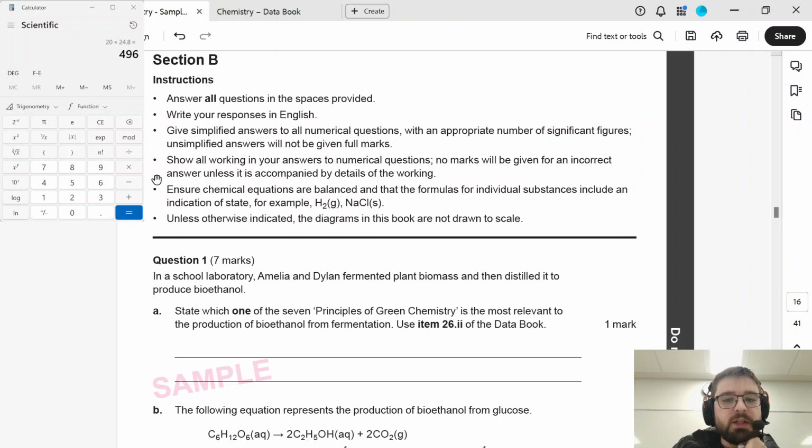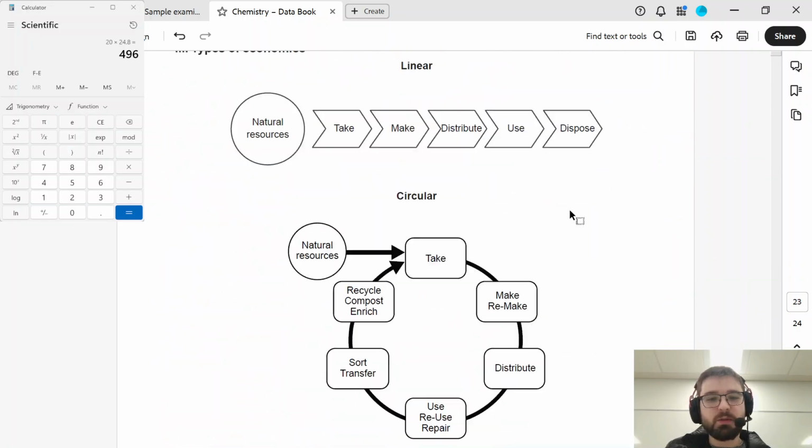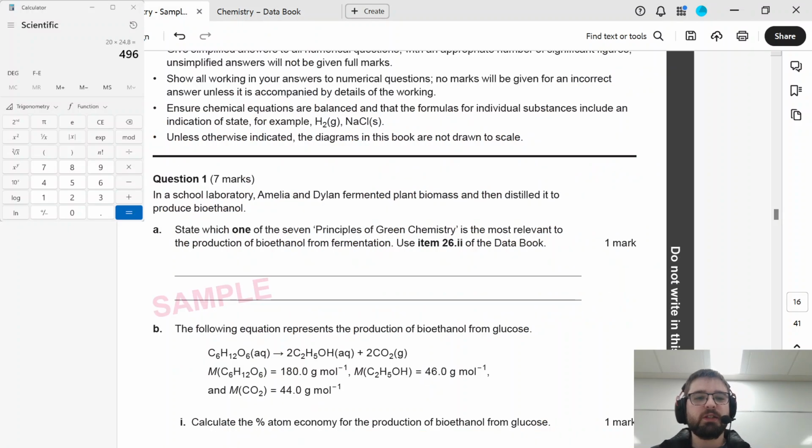In a school lab, Amelia and Dylan fermented plant biomass and then distilled it to produce bioethanol. State which one of the 7 principles of green chemistry is the most relevant to the production of bioethanol from fermentation. Use item 26.2 of the data booklet. Wow, that's generous. They even tell you the page number. Alright, which one is this? It's use of renewable feedstocks. Okay. I don't think there's any argument for literally anything other than use of renewable feedstocks. They give you the definition there.